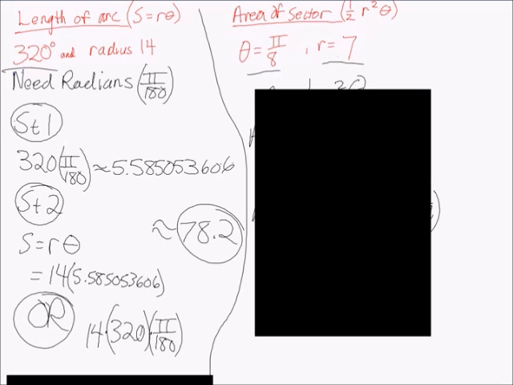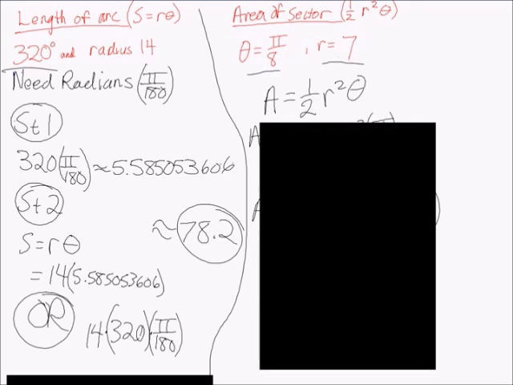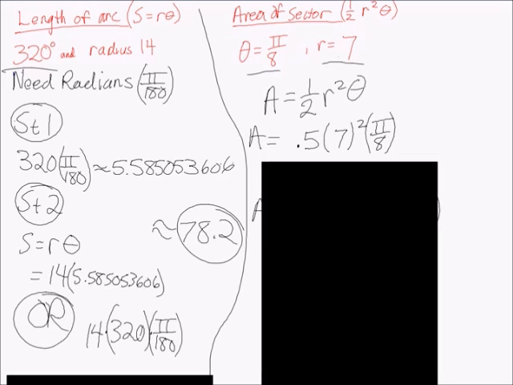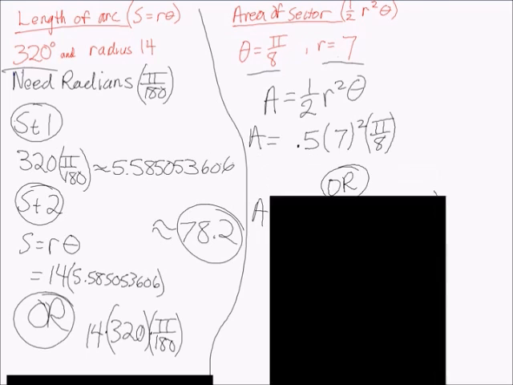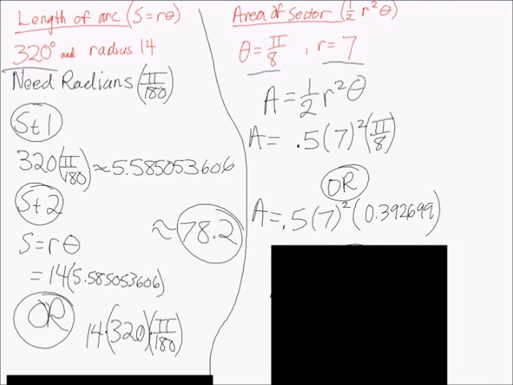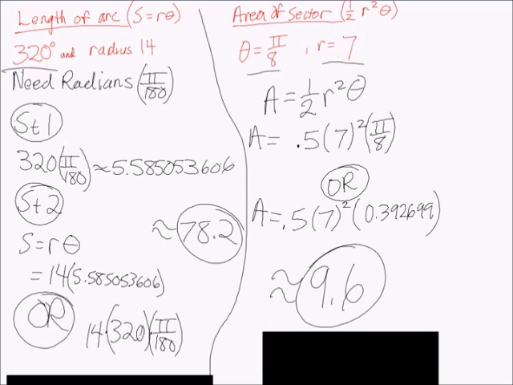Likewise, area of a sector. Okay. This is already in radians, so we don't need to convert. So we know our r, we know our theta, and 1/2 is 0.5. So in the calculator, you would do 0.5 in parentheses, put your 7, close parentheses, square it, and then times pi divided by 8. Or you can actually just use this decimal if you have a less than capable calculator at home, 0.392699. Either way, your answer is going to be 9.6.